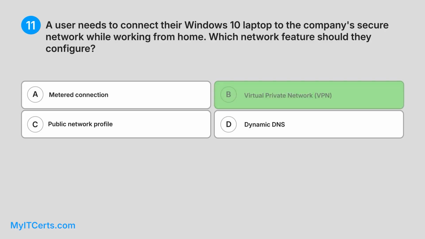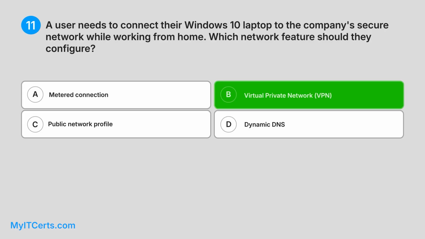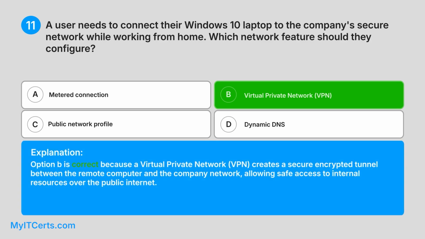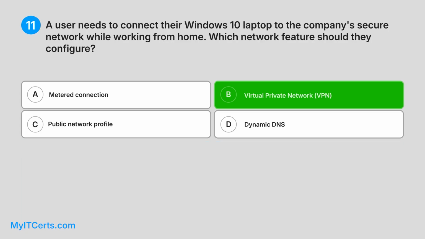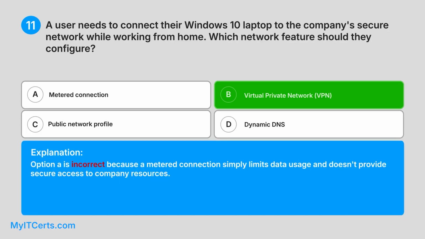Correct answer, D. Virtual private network, VPN. Explanation. Option B is correct because a virtual private network, VPN, creates a secure, encrypted tunnel between the remote computer and the company network, allowing safe access to internal resources over the public internet. Option A, metered connection, is incorrect because a metered connection simply limits data usage and doesn't provide secure access to company resources.